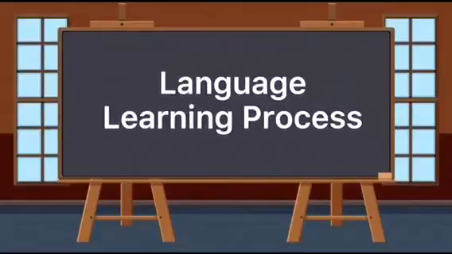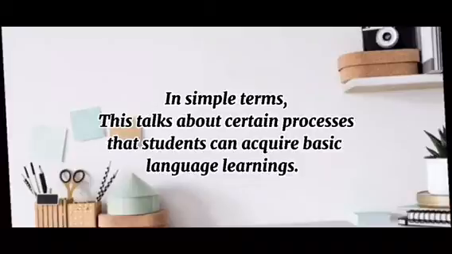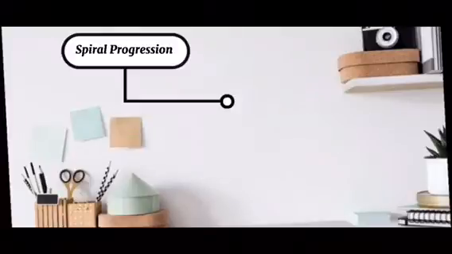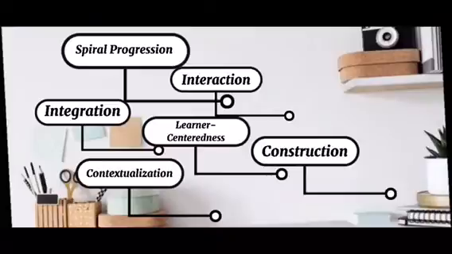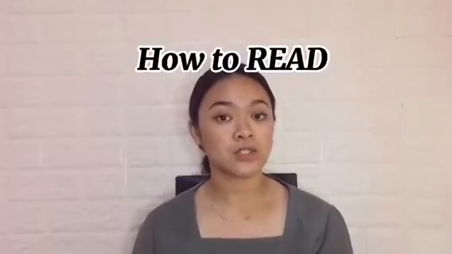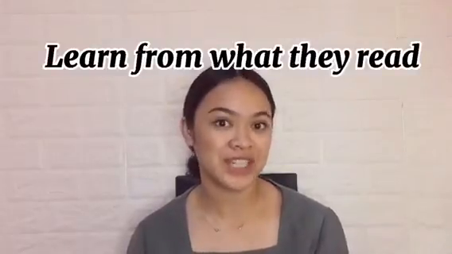The Language Arts and Multiliteracies curriculum has 4 components. These are the principles of language development. The first component, which is the language learning process, basically explains the how of language. One concrete example of this is when a teacher teaches his or her students how to read, and then later on, the teacher teaches his or her students how to learn from what they read.